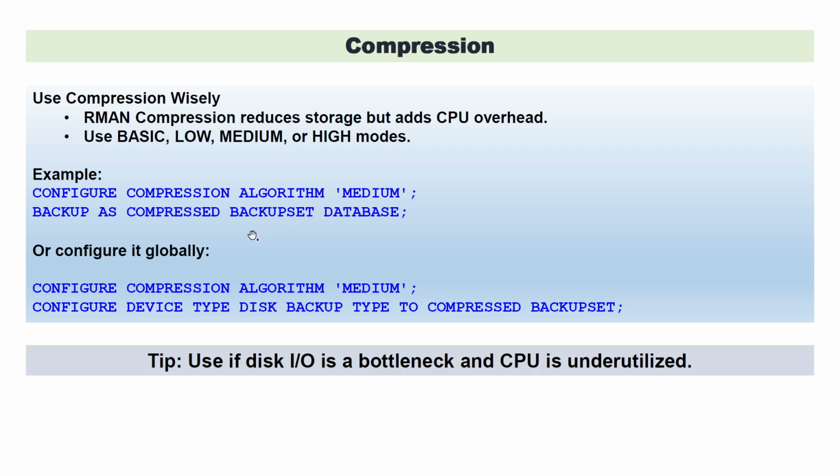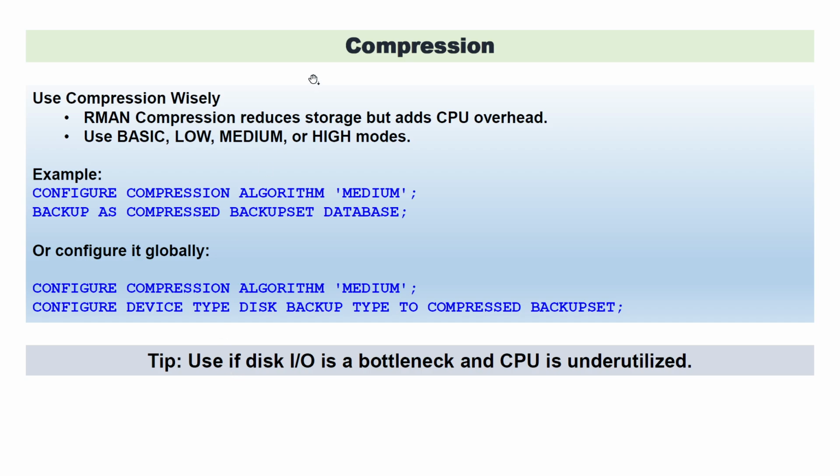Or you can actually configure it globally. So you can say configure compression algorithm, and then configure device type disk backup type to compressed backupset. When you run this particular command and just say backup database, you don't have to say backup as compressed. When you say backup database, it will be a compressed backup because you have set the RMAN parameter.